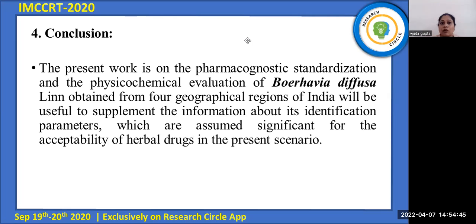So the last is the conclusion. The present work is on the pharmacognostic standardization and physicochemical evaluation of Borreria diffusa Linn. obtained from four geographical regions of India. It will be useful as supplementary information about its identification parameters, which are assumed significant for the acceptability of herbal drugs in the present scenario.